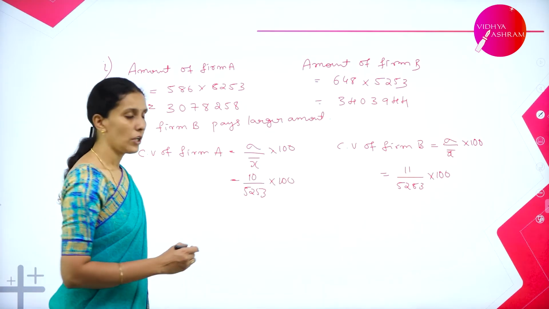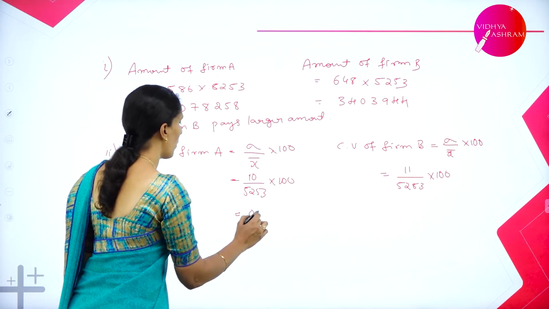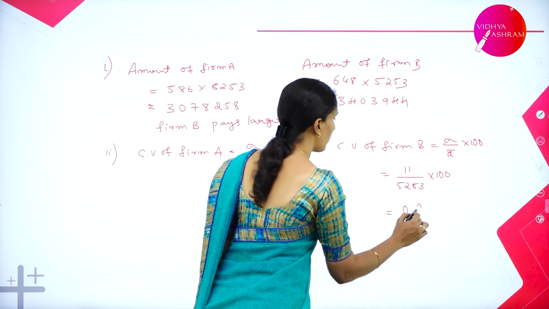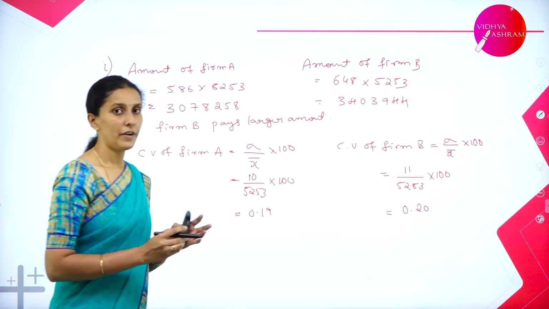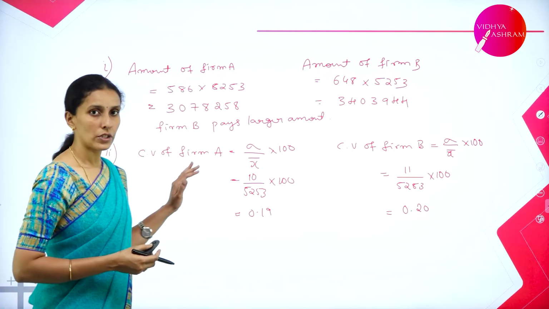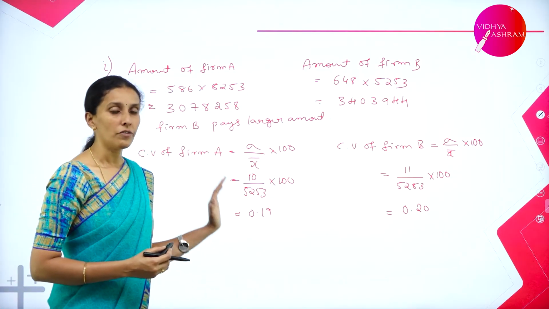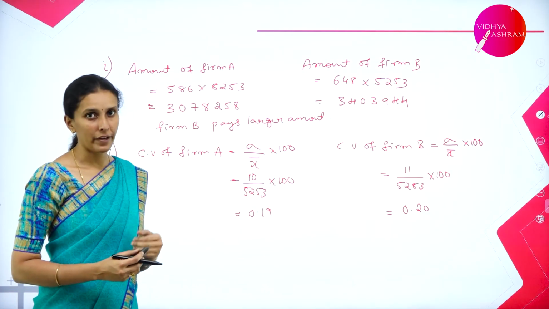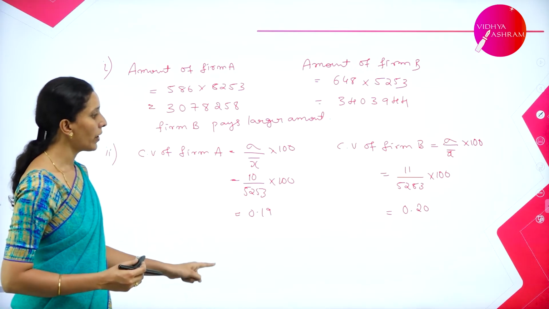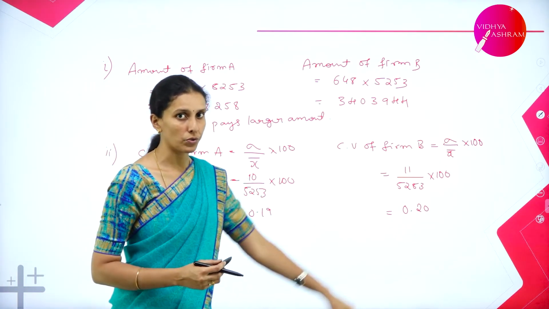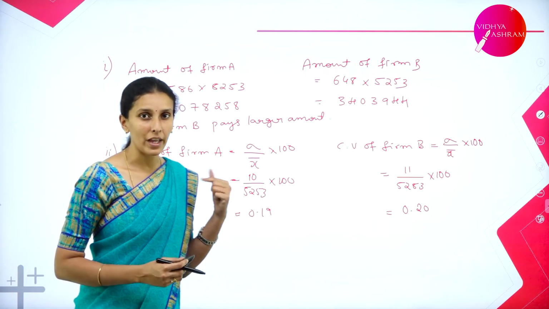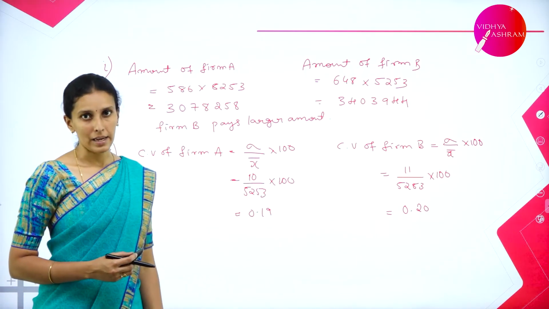For the first one, you will get the value as 0.19. For the second one, you have the value as 0.20. I have taken only the first two decimals. So according to the CV, the series having more value is having greater variability. So here it is 0.19 and here it is 0.20. Therefore, firm B is more variable than firm A.